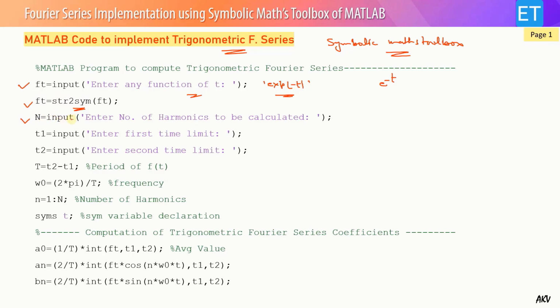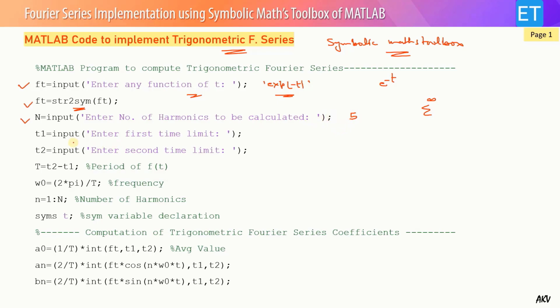Now N equal to input, enter number of harmonics to be calculated. Since the Fourier series computes infinite harmonics, obviously it is not possible for any program or any machine to calculate infinite harmonics. So you can compute some finite number of harmonics. Suppose if I enter, let's say, 5, your first 5 harmonics will be calculated.